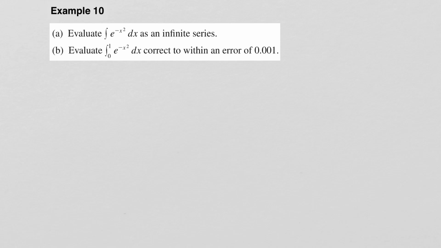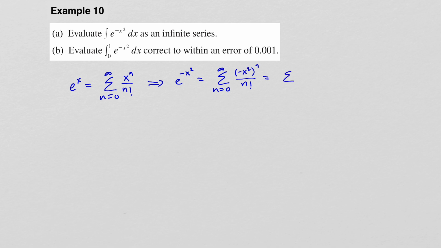In our final example, let's evaluate the integral of e to the negative x squared as an infinite series. So let's recall that the function e to the x has a Maclaurin series, the sum from n equals 0 to infinity of x to the n over n factorial. Therefore, we can find the Maclaurin series for e to the negative x squared by simply replacing x here with negative x squared. So we get the sum from n equals 0 to infinity of negative x squared to the n over n factorial. And we'll rewrite this as the sum of negative 1 to the n x to the 2n divided by n factorial.